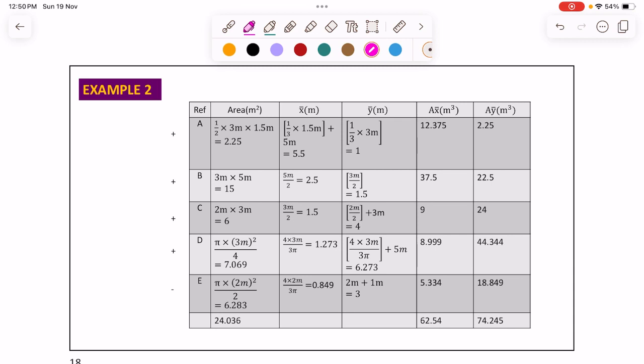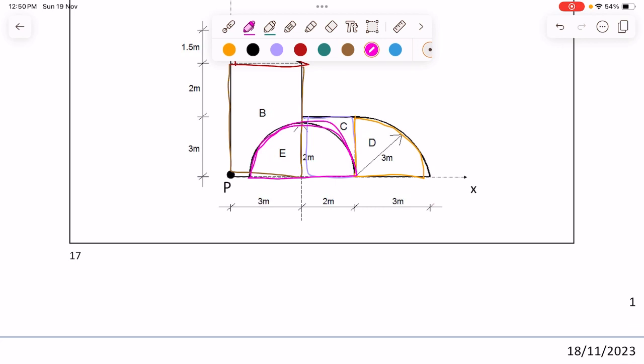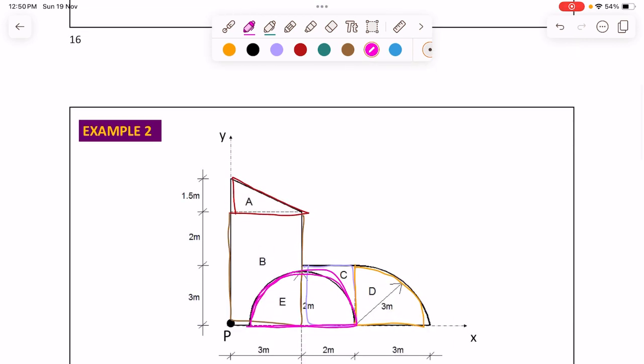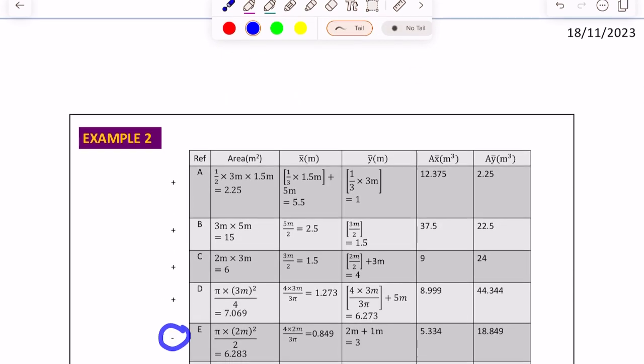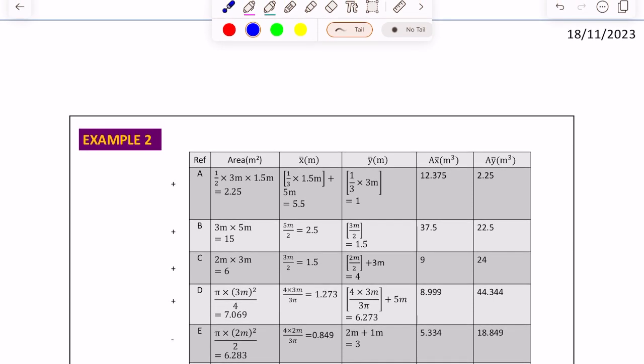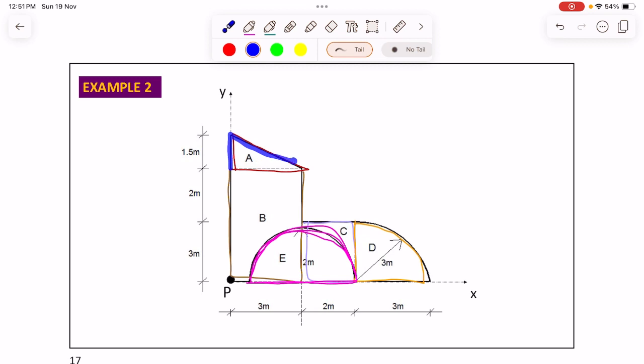You note at the side which one you have to add and which one you have to minus. Because this one you have to minus section E, since the wall is hollow at section E. There is no area here. That's why you have to minus. All the others are added. We can calculate the area for A first. So A here is a triangle.